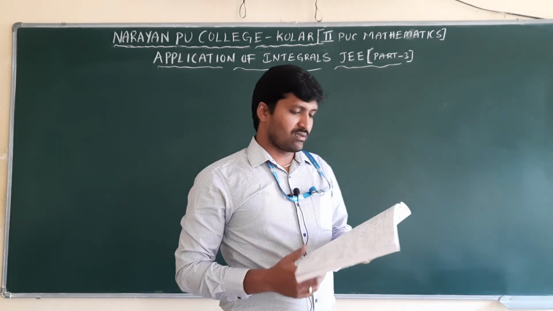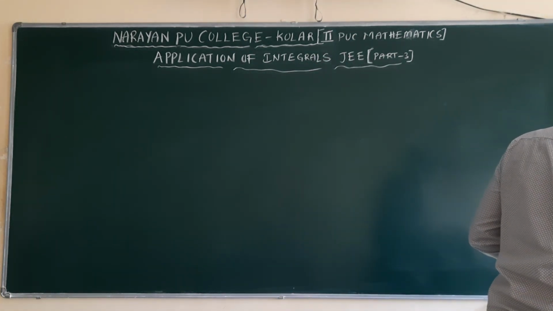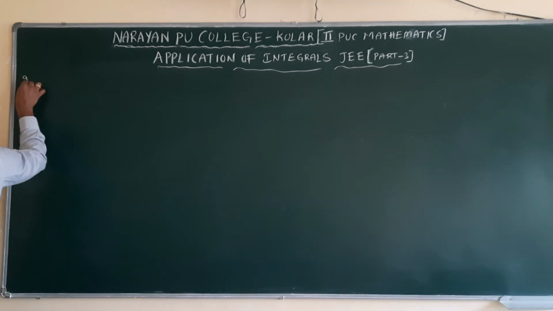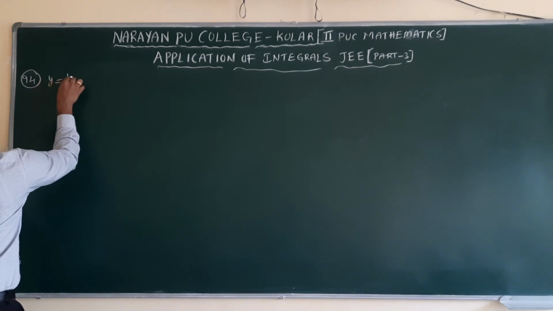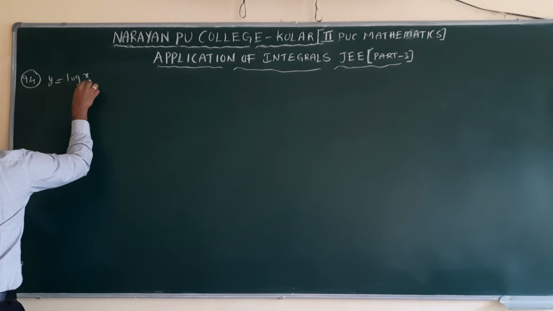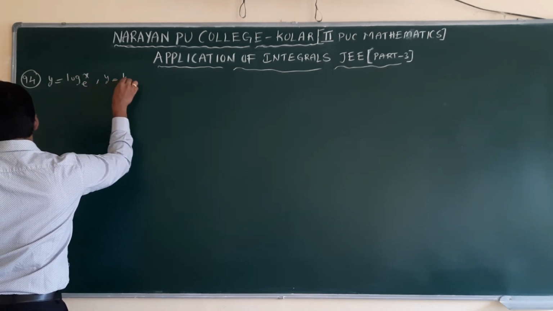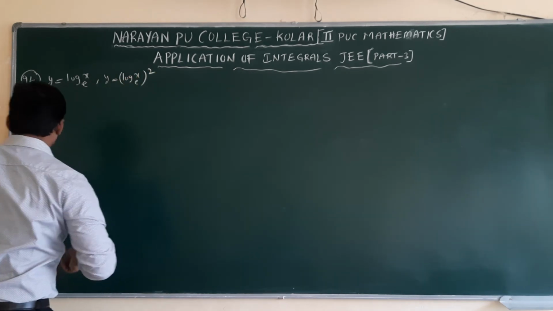In the previous session, we finished up to question number 93. Coming to question number 94: the area bounded by the curves y equal to log x to the base e, y equal to log x to the base e whole square.